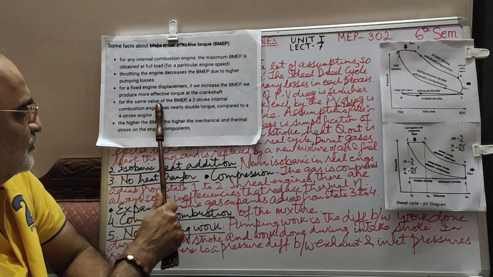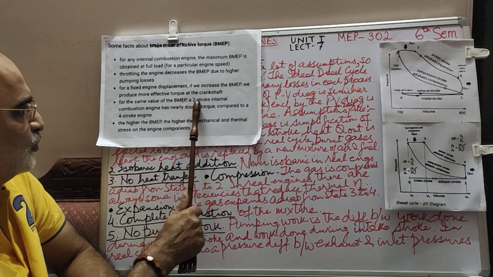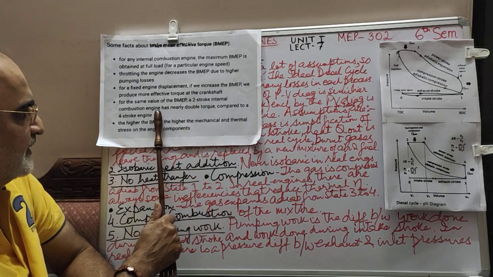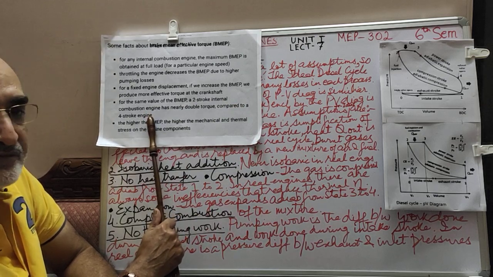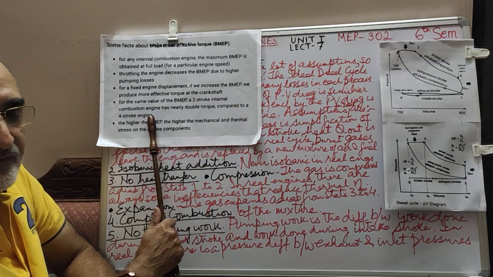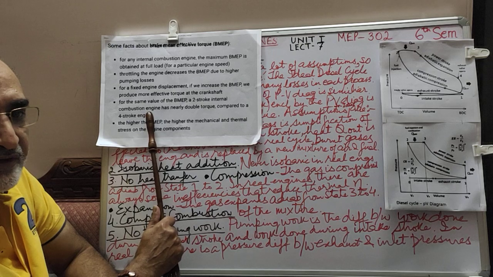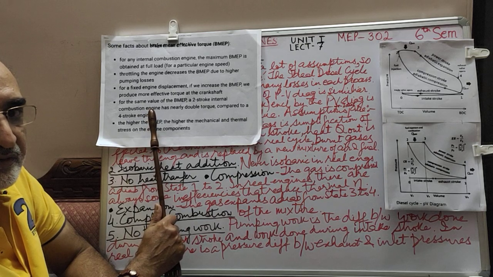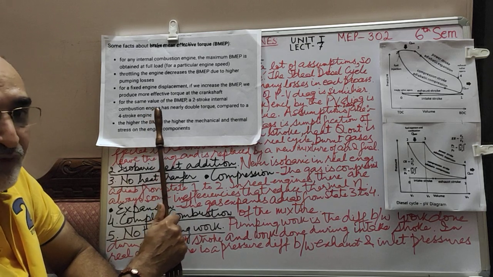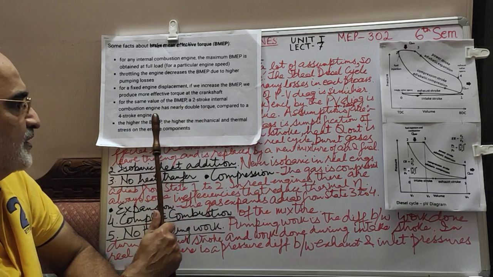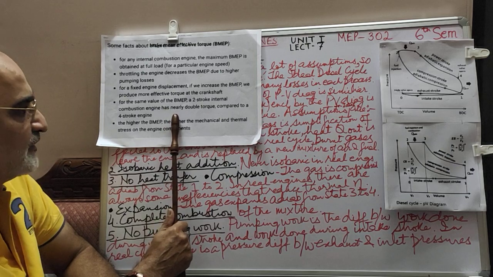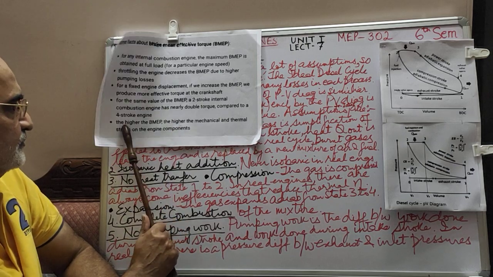For the same value of the BMEP, a 2-stroke internal combustion engine has nearly double the torque compared to a 4-stroke engine, because it has 1 full revolution per cycle compared to 2 full revolutions of a 4-stroke. But this is only in theory. Practically, it is not so.